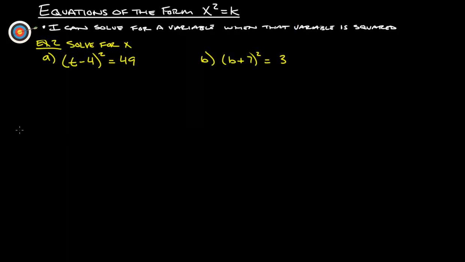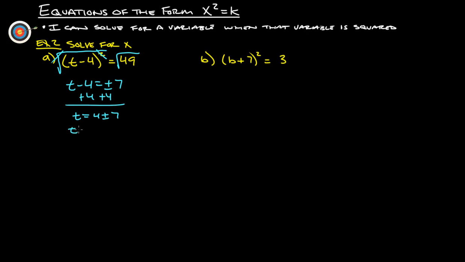All right, let's look at our last example here. Example 2, solve for x. Same idea. First thing we've got to do here is get rid of this square. So we square root both sides, and then the square and the square root cancel each other out, so we're left with t minus 4. And then for the square root of 49, we're going to want to put plus or minus 7. The last step is to add 4 to both sides, and we get t equals 4 plus or minus 7.